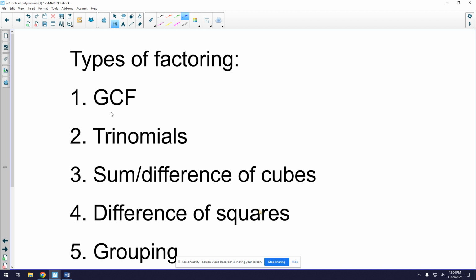Start with GCF always. A trinomial could possibly be factored using your trinomial method. Sum or difference of cubes and difference of squares are going to be binomial expressions that we might be able to factor. And grouping are 4-termed expressions, okay? So, unlike in quadratics when we factored, and I said, you're going to have to factor one thing, that's not true of polynomials. Polynomials might have a GCF and then a trinomial and then a difference of squares. It might have a GCF, a grouping, a difference of squares, and another difference of squares. Got to do them all.